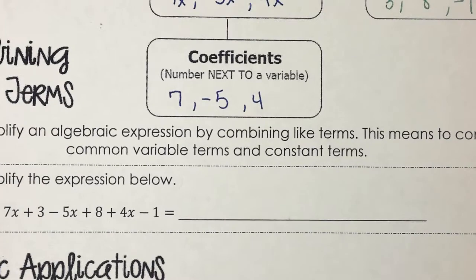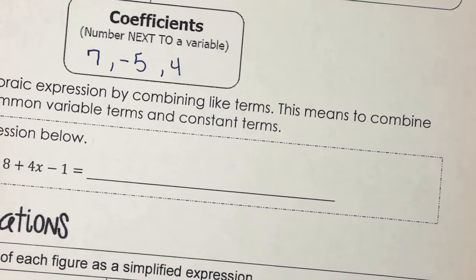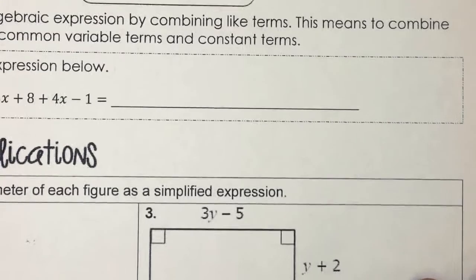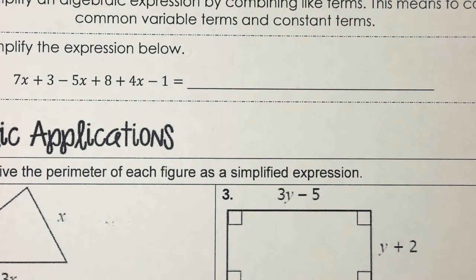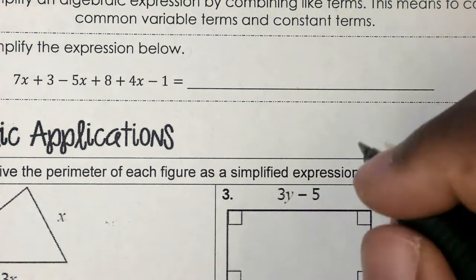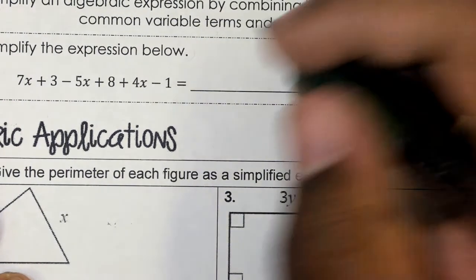It says you can simplify algebraic expressions by combining like terms. This means to combine common variable terms and constant terms. It says simplify the expression below, the same expression we had before. With this expression right here, we've already grouped it. That's the thing I would suggest for y'all who have a hard time combining like terms: you can regroup your expression. And we kind of already have up here, so we just write it out the way you see it up there.